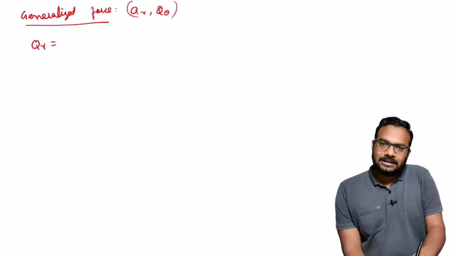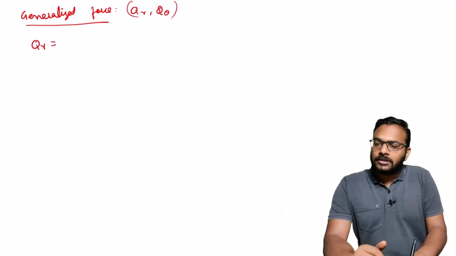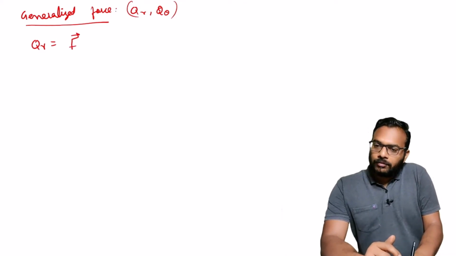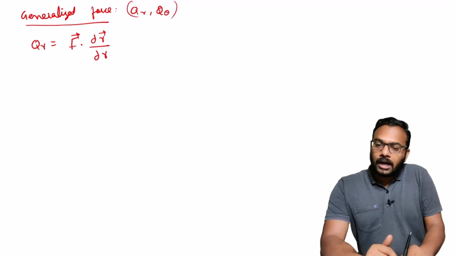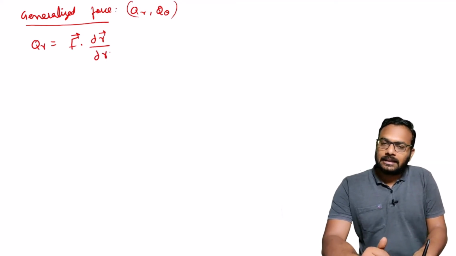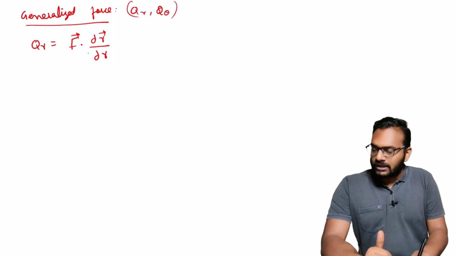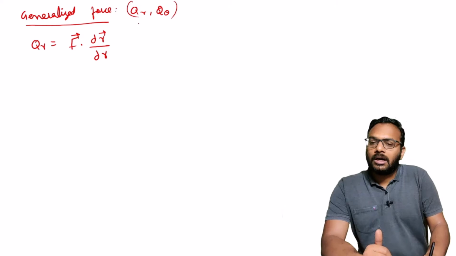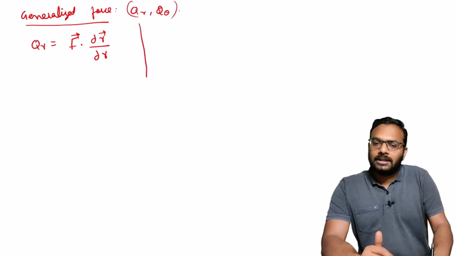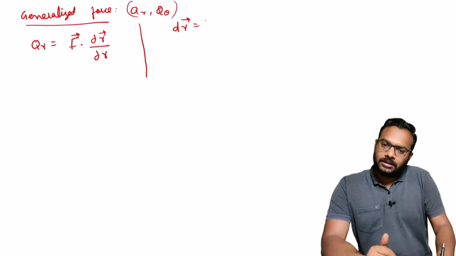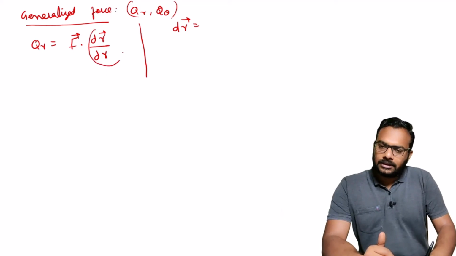By definition, because it's a single particle, you don't have a summation. So by definition, Q r is equal to F vector dot dou r vector by dou r, okay? Now how do you find dou r vector by dou r? How do we find this, okay? We notice that dr vector can be written in this way, okay? We need to find this.